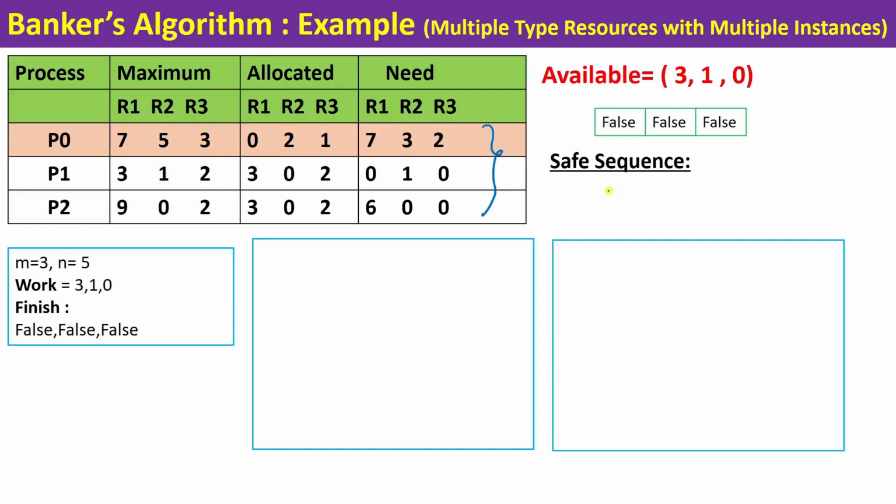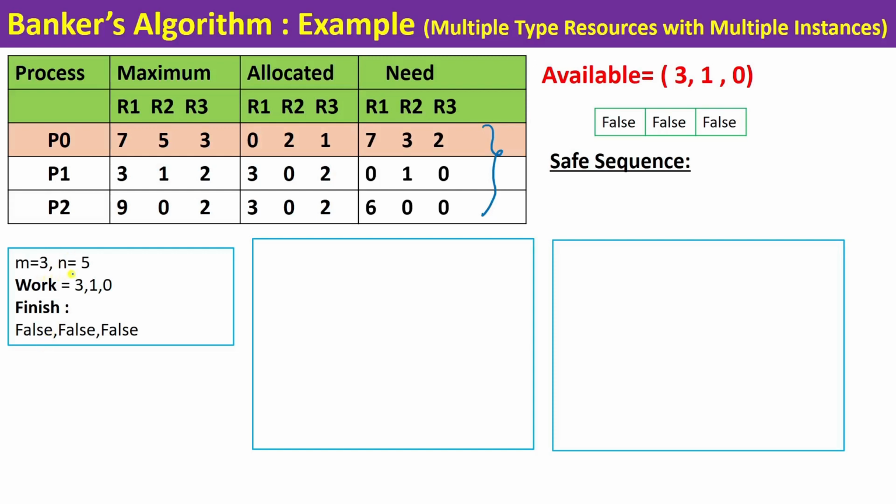Okay, so let's apply the safety algorithm, and again we have seen this in the previous video. In the safety algorithm we have the work array and the finish array. Work array will be initialized to the available array. Available has the number of resources 310, so it will be 310.